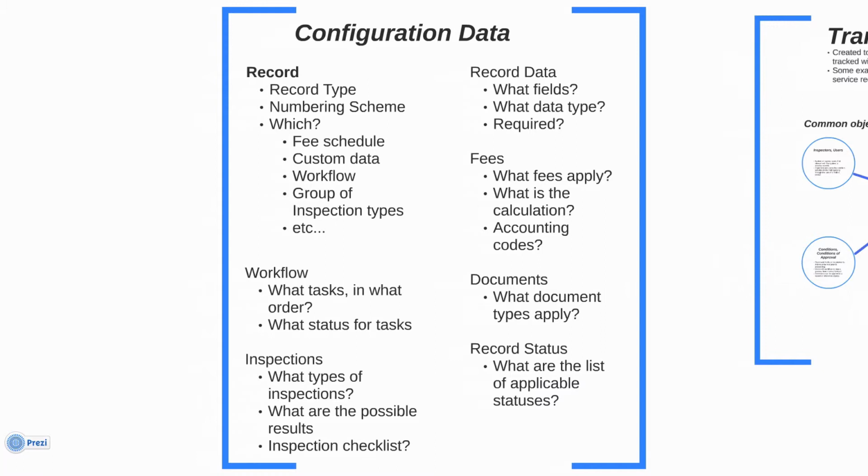These are just some of the configuration elements that might go into defining a record type, but you can now kind of start seeing where the various objects within the data model start getting associations to the record.